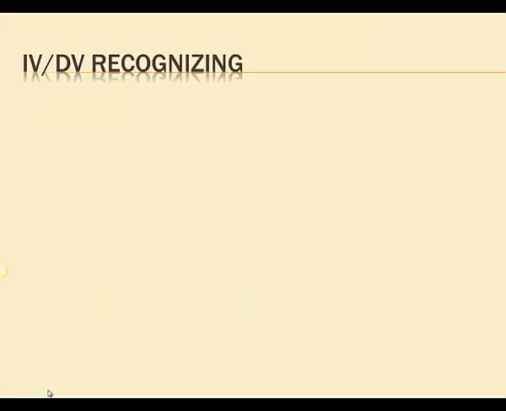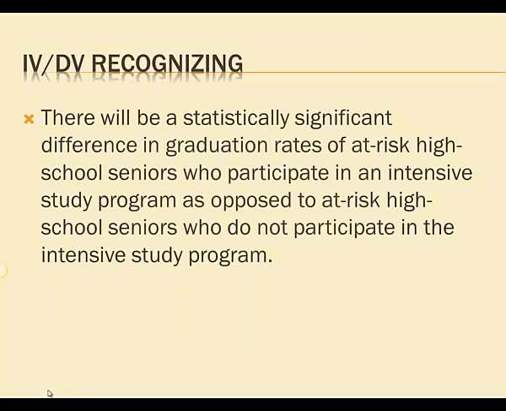In order to recognize the independent and dependent variable, you have to break down the summary of research. So here's a summary of research. There will be a statistically significant difference in graduation rates of at-risk high school seniors who participate in an intensive study program as opposed to at-risk high school seniors who do not participate in the intensive study program. We ask ourselves the first question: what is being measured? Go ahead and pause this if you need to think about it for a little bit longer, but what we're measuring is graduation rates. We're measuring the rate at which students graduate.